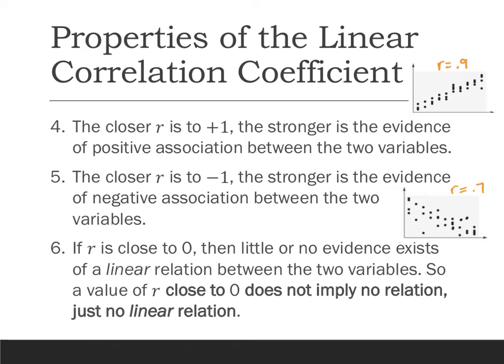And if R is close to 0, then little or no evidence exists of a linear relationship between the two variables. We have to be very careful, though. This word linear is important. It doesn't imply no relation, just no linear relation. And I've got a couple of examples here in a minute that will show you when we might have something that's just not a linear relationship, but it still has some sort of relation.